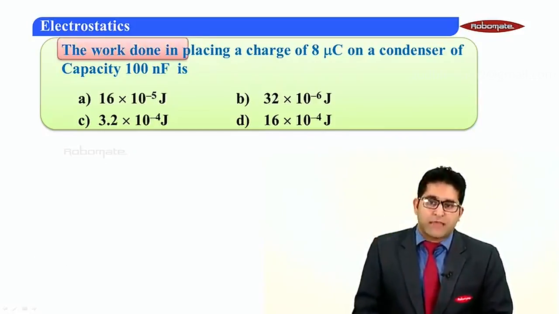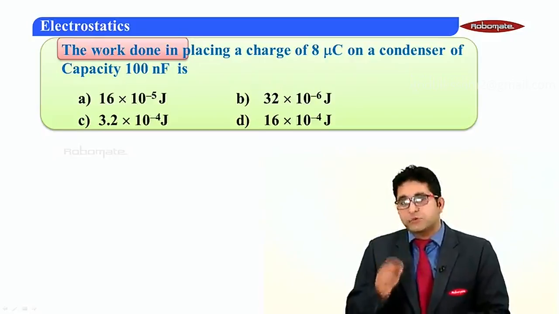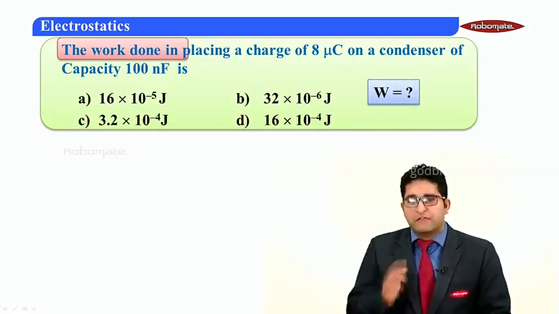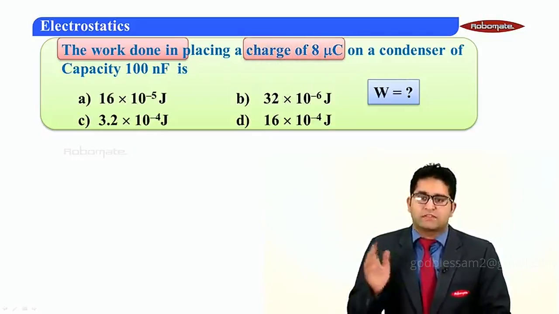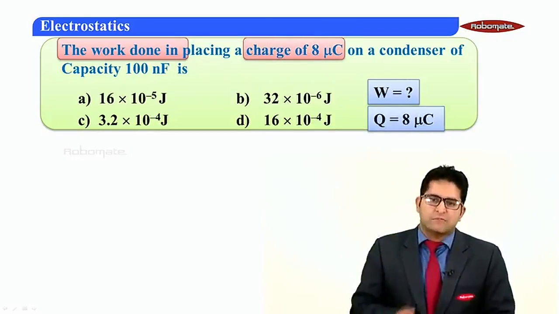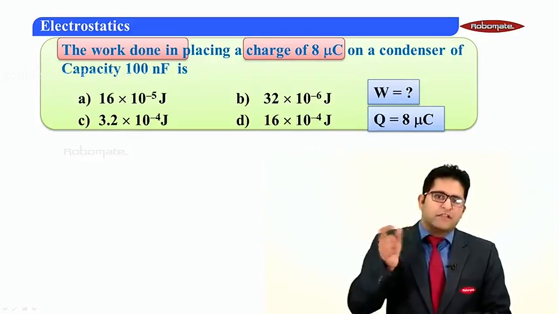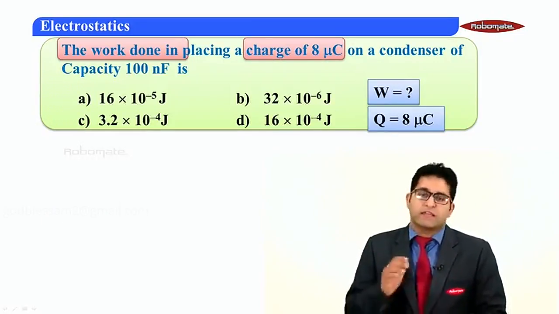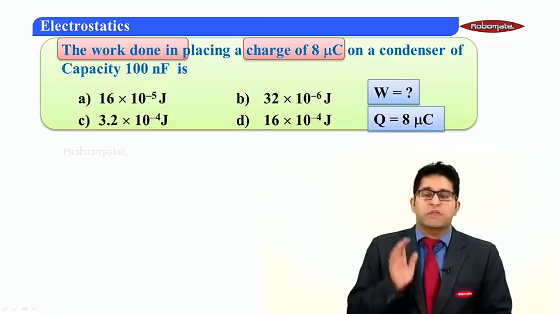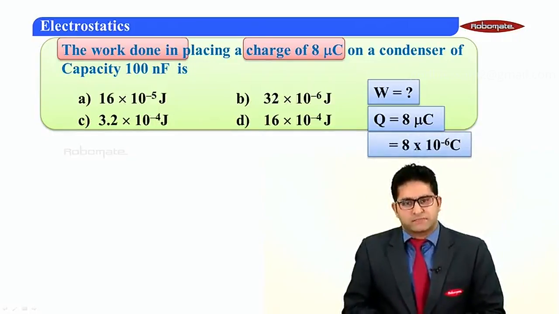Here we are supposed to calculate work done. That means we are supposed to calculate W, right? Here we are provided with the value of charge, and the value of charge is 8 microcoulomb. So I can say capital Q is 8 microcoulomb. Now I'll be converting this microcoulomb to coulomb, and the conversion factor is 10 raised to power minus 6. So capital Q is equal to 8 into 10 raised to power minus 6.